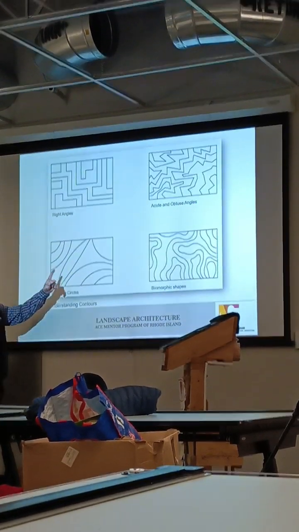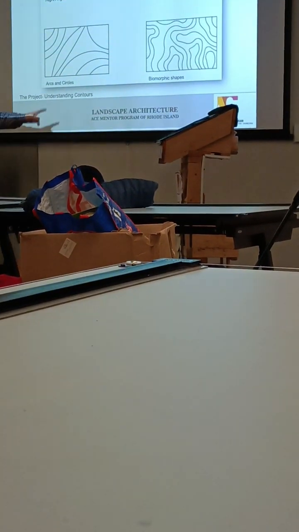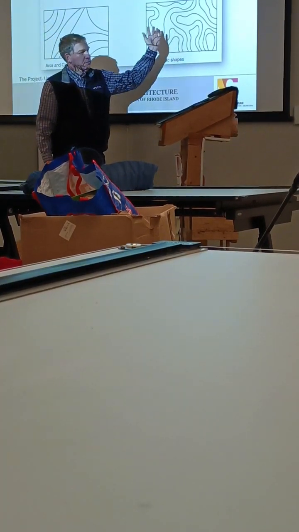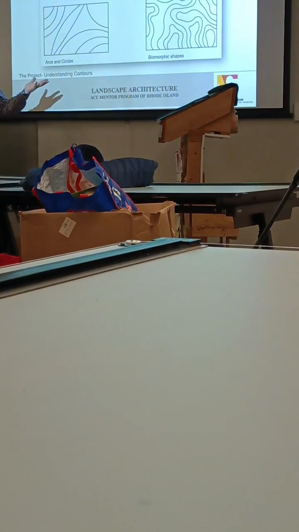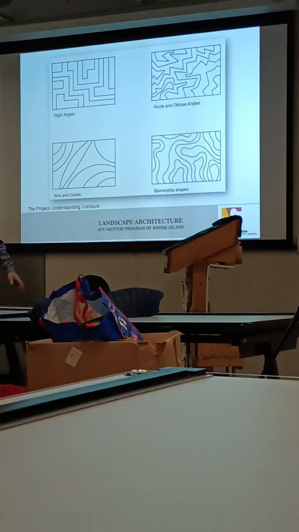Right angles, which is everything at a 90-degree angle. Acute or obtuse, which is everything but a right angle. And then biomorphic shapes. You guys have seen these, I imagine, right? You know what that is. I want you to notice on this plan, what I'm going to do is ask you each to draw one of each of these.